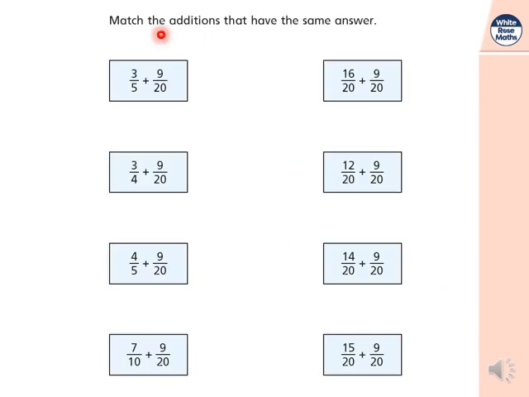For this one, it says match the additions that have the same answer. So for this one, you have to write them out and then draw lines matching them. Pause the video and have a go.